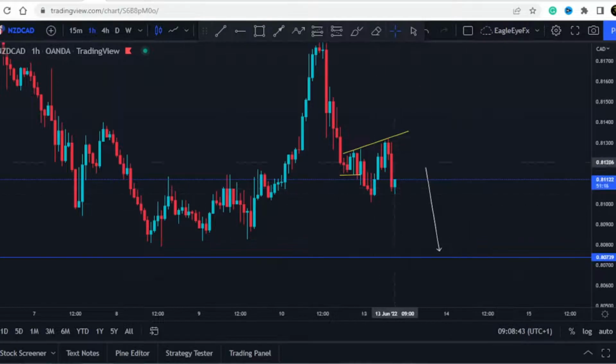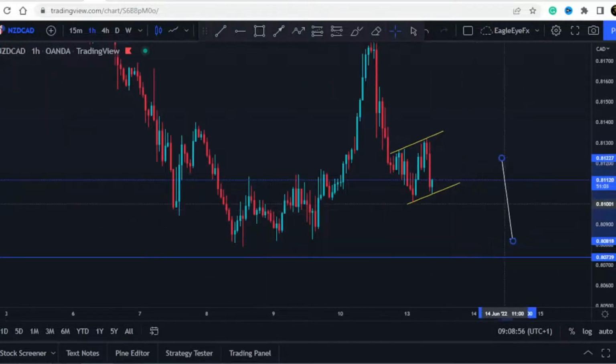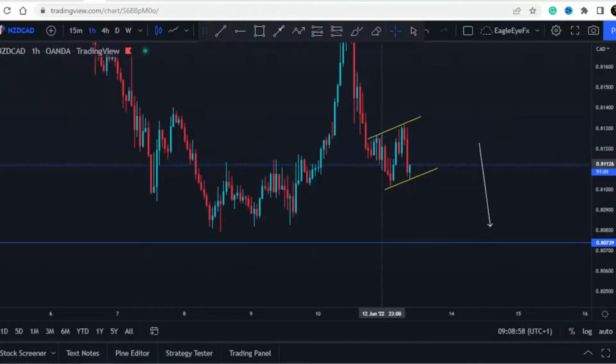So you can see that this is playing out. We can adjust this like this. Just adjust it. You can see that it's giving us a larger flag over here. There's some sort of scoop over here. You can see this scoop over here.